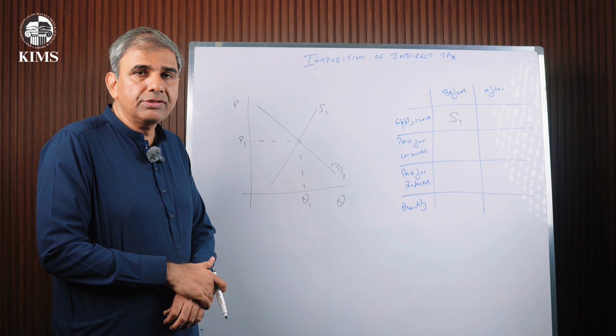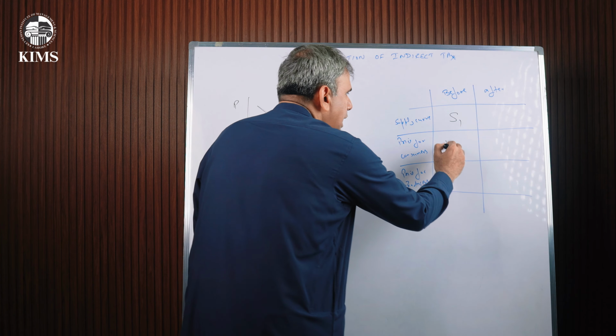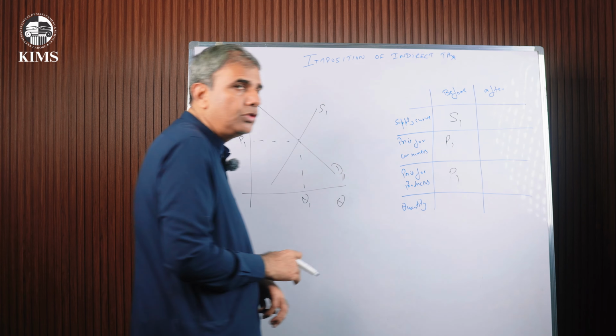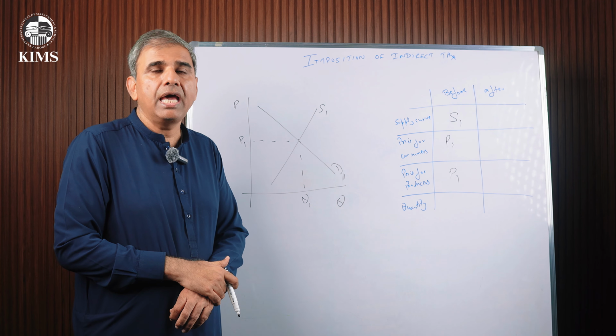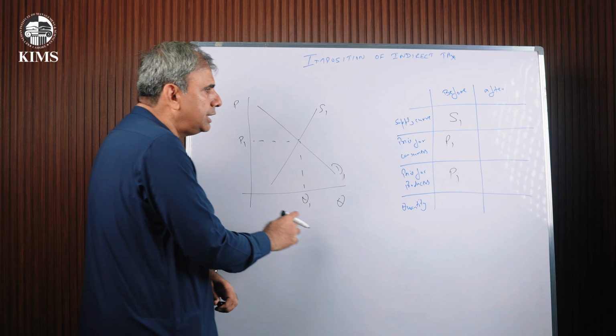Before the imposition of tax, the equilibrium price is P1 for the consumers and it is also P1 for the producers. The price for consumer and producer is exactly the same as there are no taxes, and the quantity is Q1.